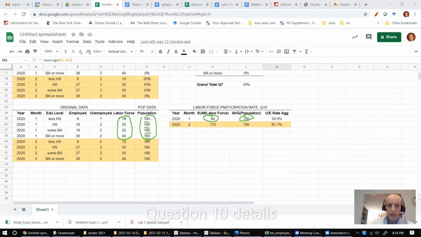And so I see that adding up the labor force, it gives me 90. Population in that year was 180. So in that month, the aggregate, this is not unemployment rate, this is labor force participation, was 50%. Similarly, in February 2020, again, summing the labor force but taking the average of population, I calculate next month's labor force participation rate.